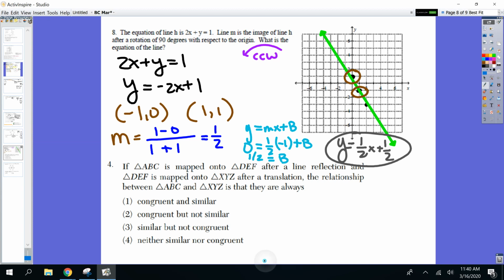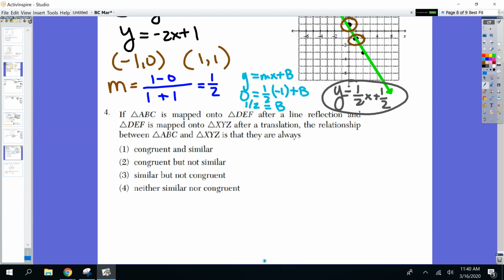And then let's end it on a good note here. You got two triangles, ABC and DEF. We're performing a line reflection and then a translation to get ABC to XYZ. So again, we had triangle ABC. We performed a reflection over a line and got triangle DEF. And now we're taking DEF and doing a translation to get triangle XYZ.